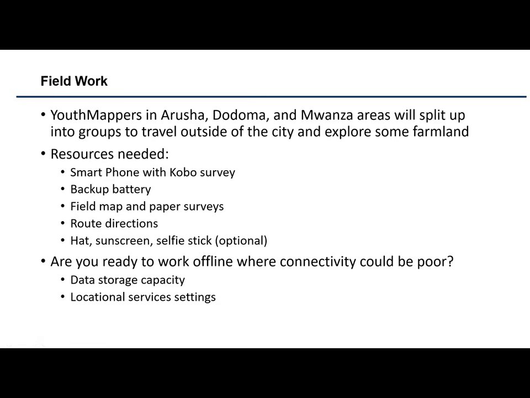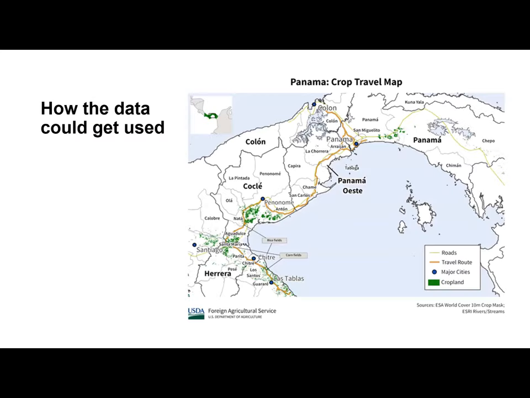And once the data is collected, I want to give you just a couple ideas of how that data gets used or could get used. So these are examples from my team at the Foreign Agricultural Service. Other groups might utilize the data differently, but you can see in this map in Panama that there's an orange route that was taken. So they drove along this route to get to the agricultural areas and then collect the ground truth data as they were traveling through these fields.